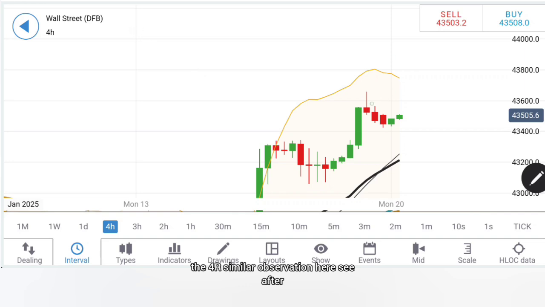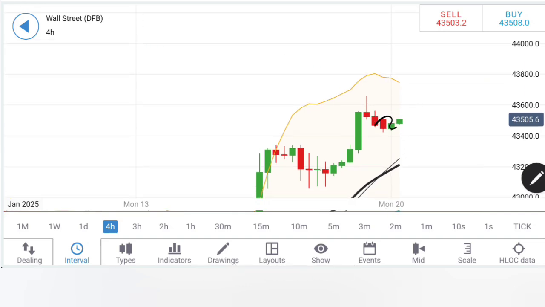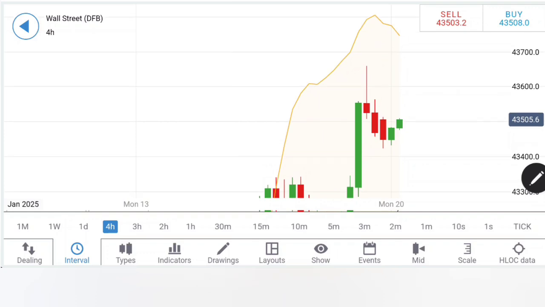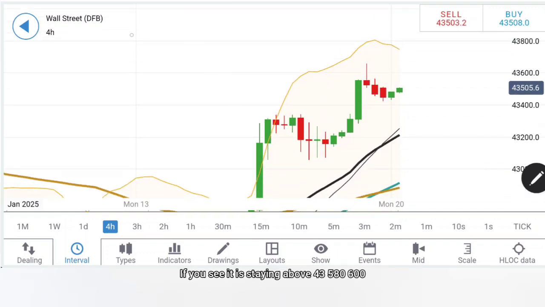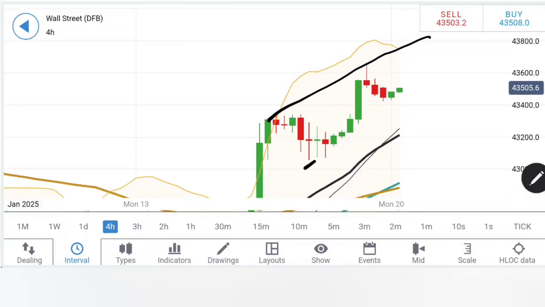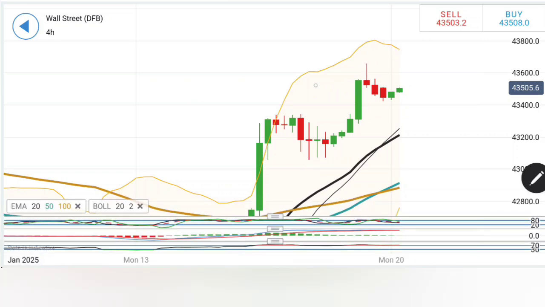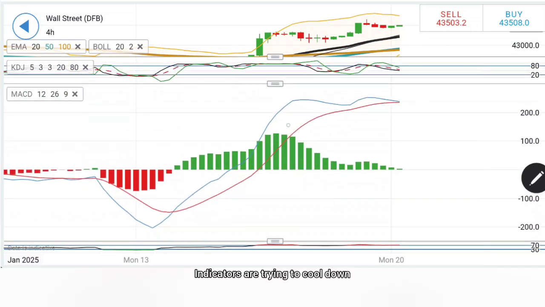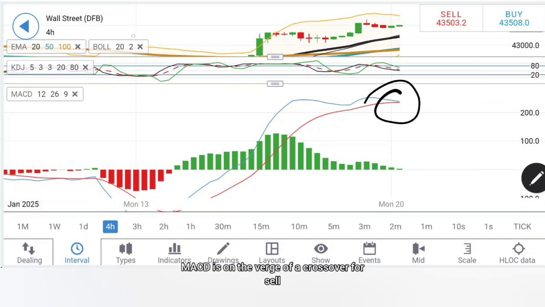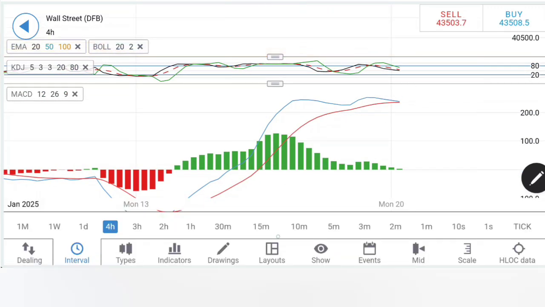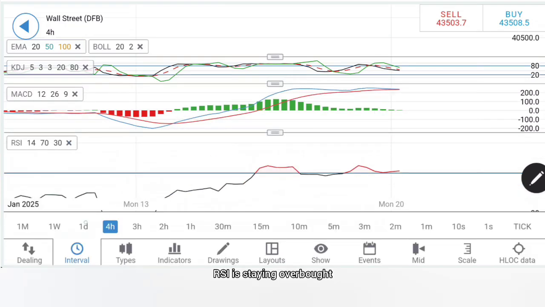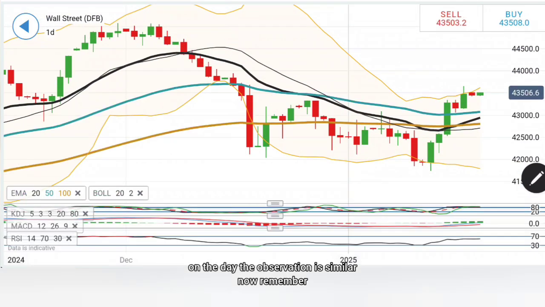See, after showing the reversal, it has retraced, and now it is very crucial for US 30 to trade above the 43,580, 600 zone. If you see, it is staying above 43,580, 600, possibility is high that we may see it moving towards 43,710, 720, or in fact the 43,750, 800 zone as well. Indicators are trying to cool down. MACD is on the verge of a crossover for sell. RSI is staying overbought. On the day, the observation is similar.